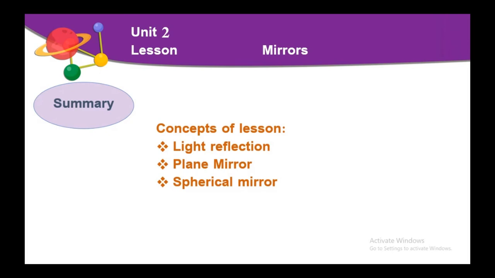The second type of mirror is the spherical mirror. A spherical mirror is a mirror in which the reflecting surface is a part of a sphere. Spherical mirrors can be divided into two types: number 1, concave mirror, and number 2, convex mirror. In the second part of this lesson, we will talk about the images formed by a concave mirror. Thank you for listening.